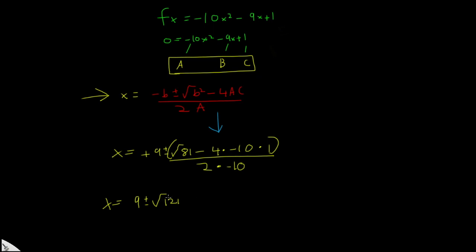And if you later on see this, let me cross this out, square root 121 is actually 11, so it will be x is equal to 9 plus or minus 11 divided by 2 times negative 10, which is negative 20.